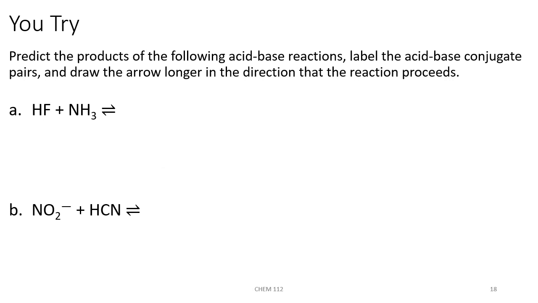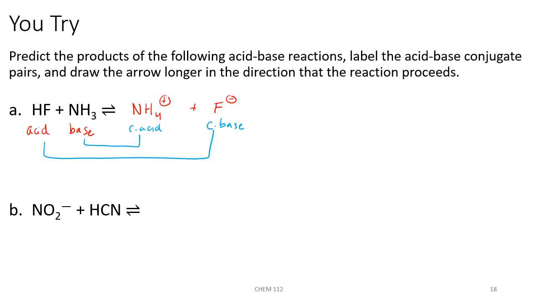Let's try another example. We have HF, which is hydrofluoric acid, plus ammonia. So we're going to have our acid plus our base. Our base will take a proton from our acid and become ammonium ion. Our HF will lose a proton and become fluoride ion. This is going to be our conjugate acid, and fluoride will be our conjugate base. Those two will be our pairs.